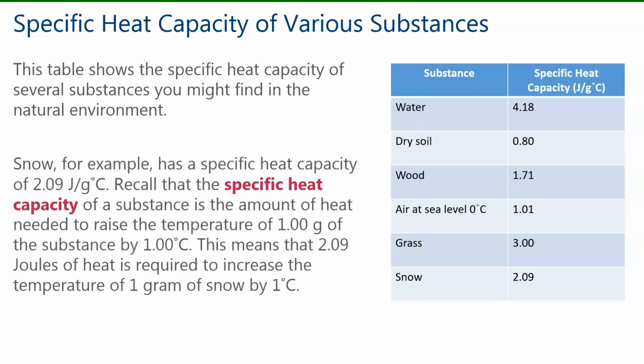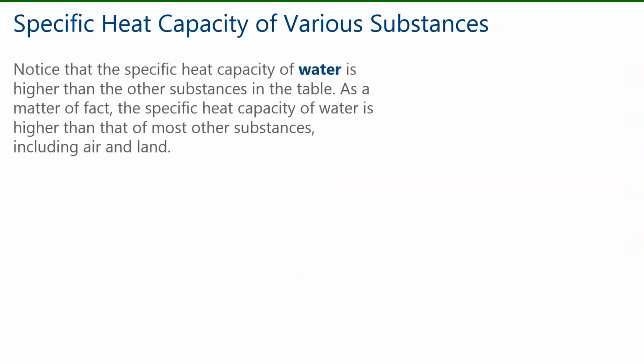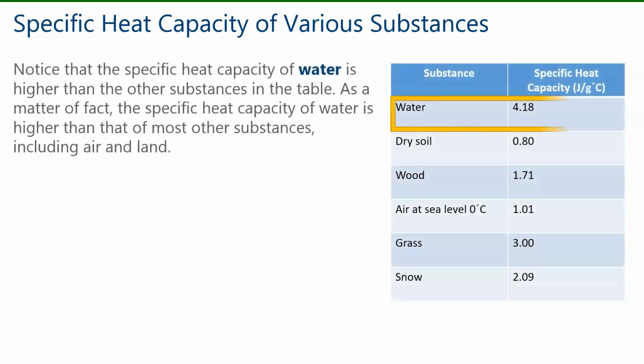When we look at the table, we notice that snow, for example, has a specific heat capacity of 2.09 joules per gram degree Celsius. Recall that the specific heat capacity of a substance is the amount of heat needed to raise the temperature of 1.00 grams of the substance by 1.00 degrees Celsius. This means that 2.09 joules of heat is required to increase the temperature of 1 gram of snow by 1 degree Celsius. Notice that the specific heat capacity of water is higher than the other substances in the table.